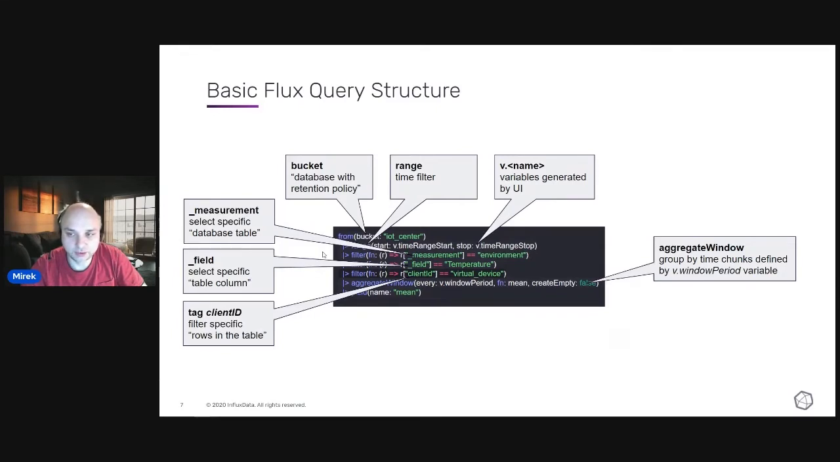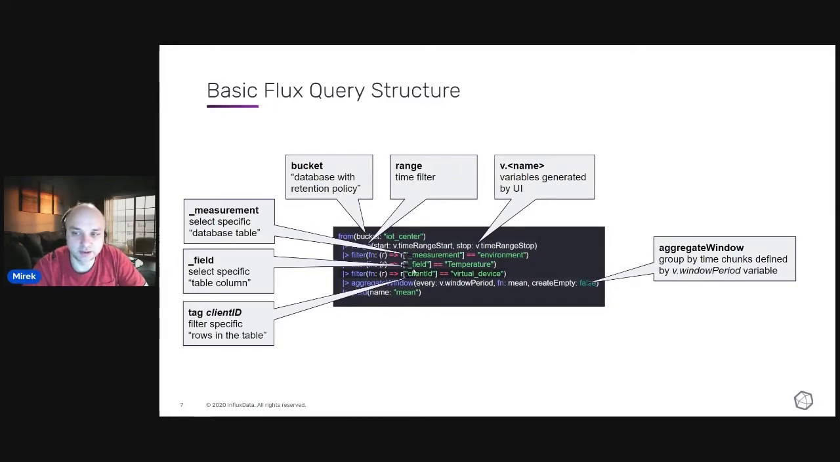The next row is something like a WHERE clause in the database, so we can define the time limitation. The next one is measurement equals environment filter. Measurement underscore measurement is something like a database table. It's not completely a database table, but it's very similar. So here we are defining what database table we want to query.